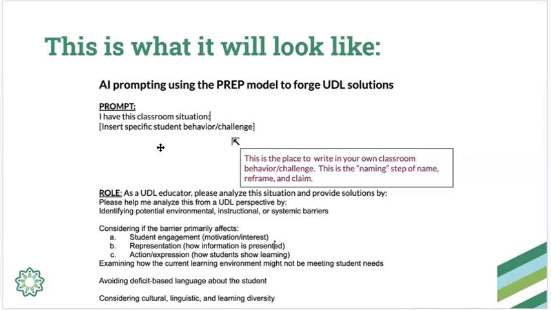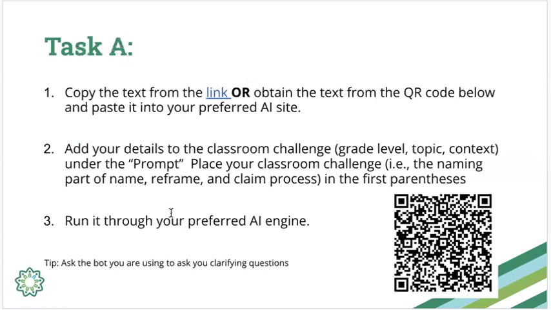Okay, so you put that into the bot, and then you run it through your AI engine. A tip for this is to ask the bot you're using to ask you clarifying questions about this task. So there's task A, you've got that choice.